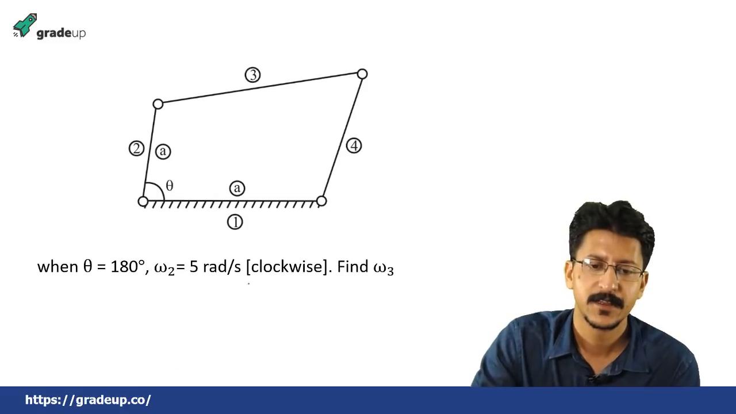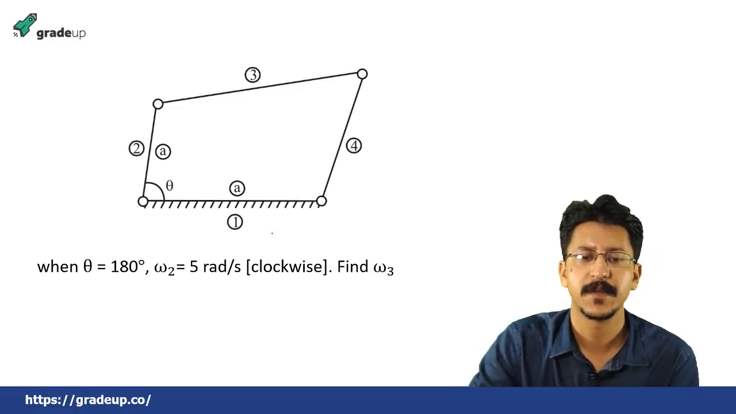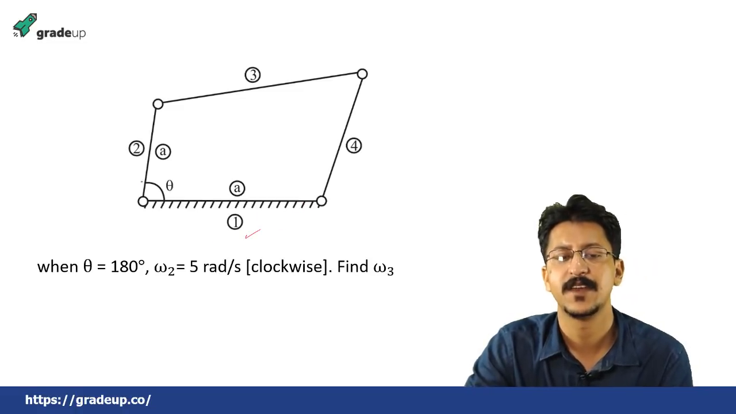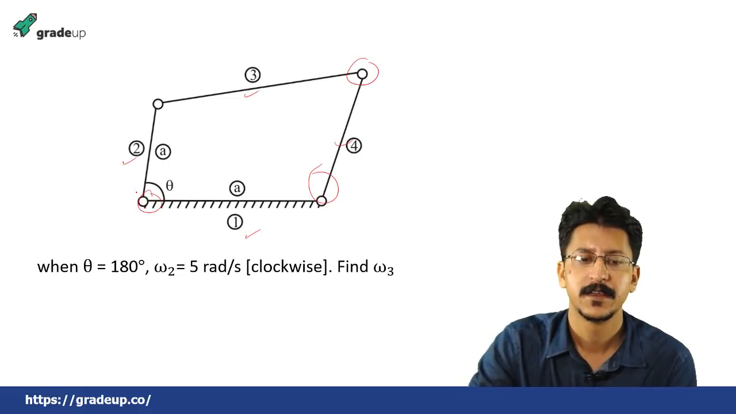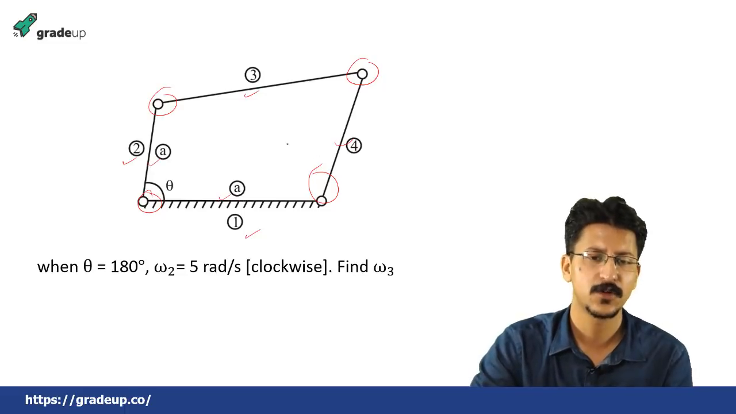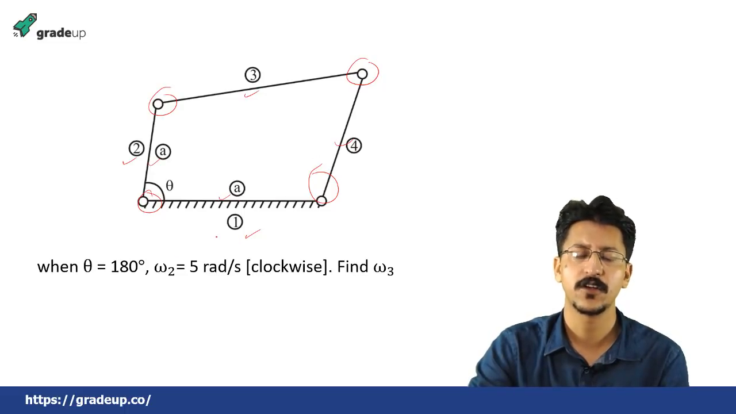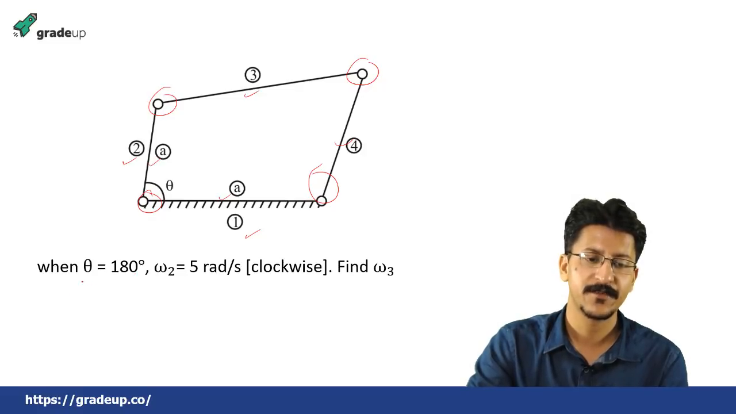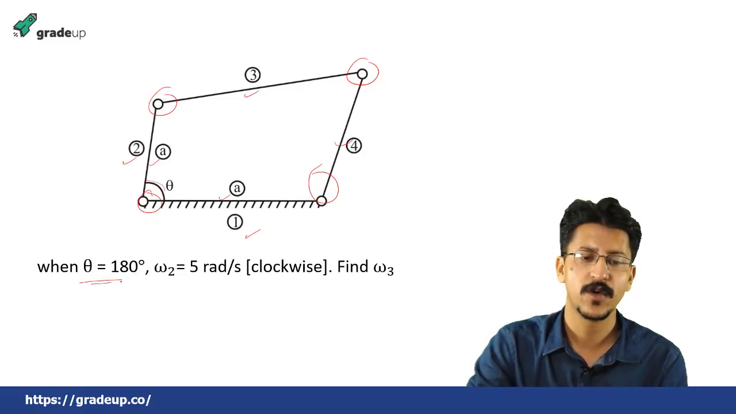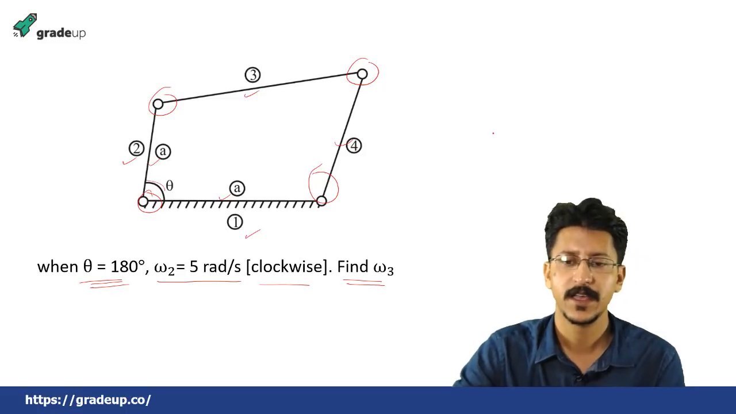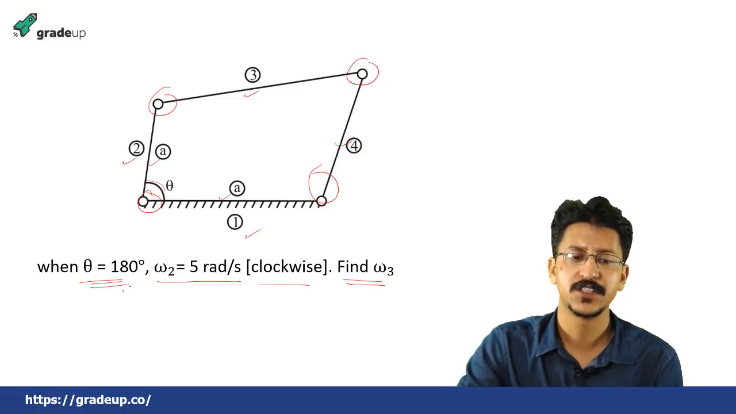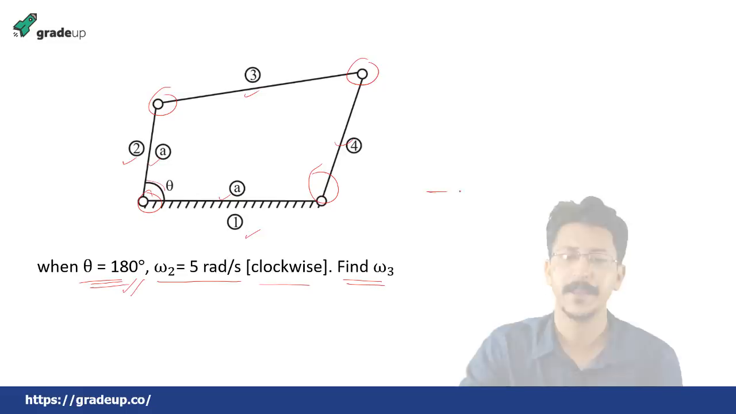Then there is one more example. A mechanism has been given, with the configuration shown, having 4 links joined by 4 turning pairs. The lengths of the other two links are not given because they are not required. It is asking, when theta is equal to 180 degrees and omega 2 is 5 radians per second in the clockwise direction, find omega 3. So let us draw this example at the given condition, that is at theta equal to 180 degrees.